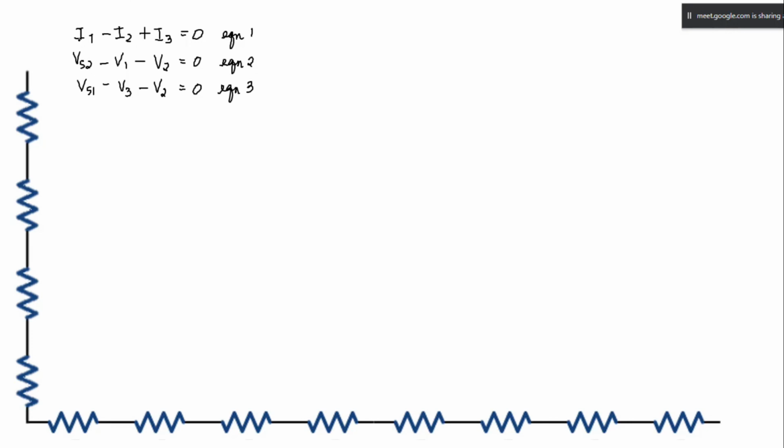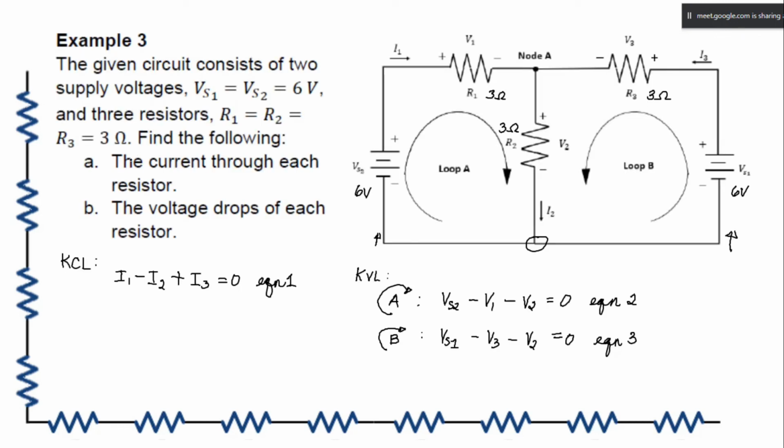Diba? Iba-iba unknowns. 3 equations. Sa first equation, puro I. Second and third equation, puro V. So, paano na ito? Paano ito masosolusyonan? Balik tayo sa ating problem letter A. Ang sabi diyan, the current through each resistor.